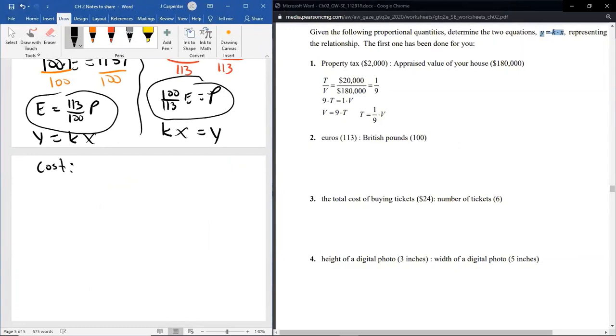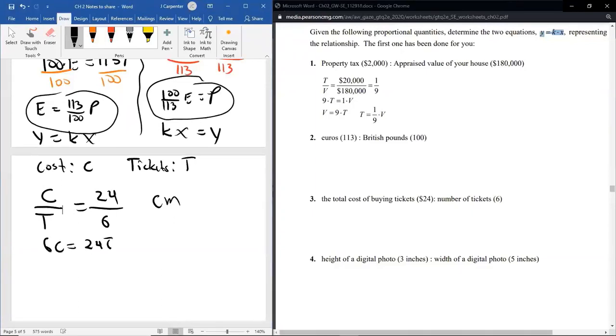I'll actually label my abbreviations this time. I'll be very meticulous. And then I'll do T for tickets. So I'm going to go C over T. I could do T over C. Doesn't matter. Just be consistent. So make sure you put the cost of 24 on the top, the number of tickets, which is 6, on the bottom. Then we cross multiply, and we get 6C is equal to 24T.